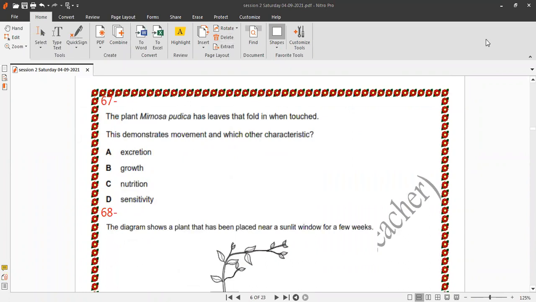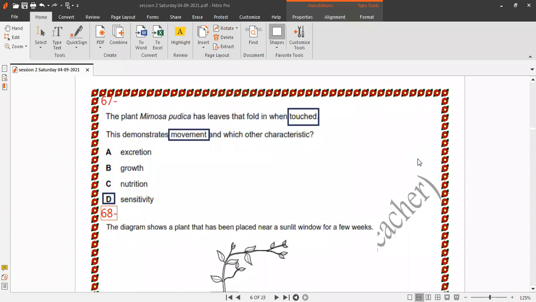Omar. The plant Mimosa pudica has leaves that fold in when touched. This demonstrates movement and which other characteristic? D, sensitivity. Yes, because when touched, it senses the stimulus and responds by movement.